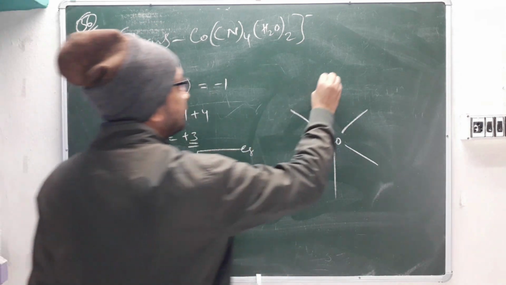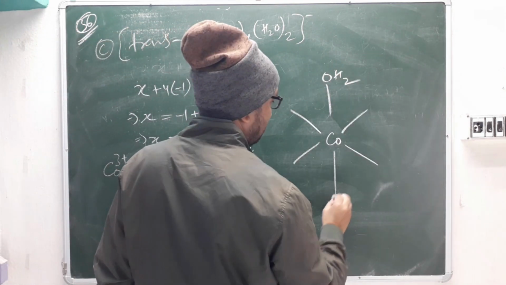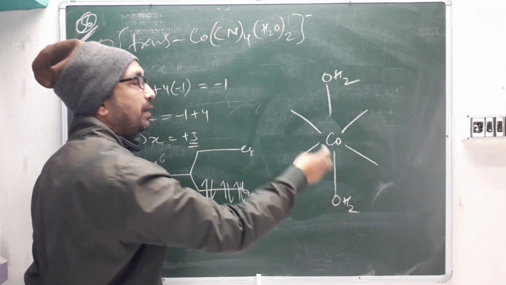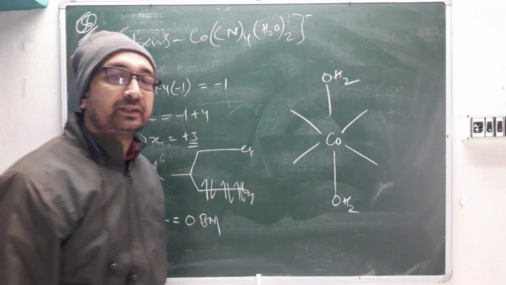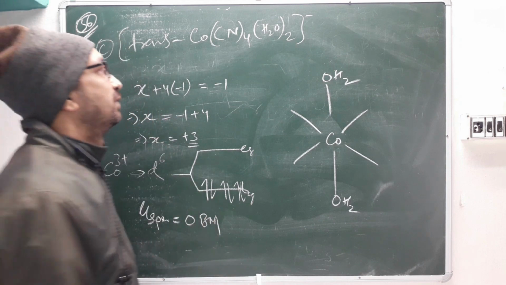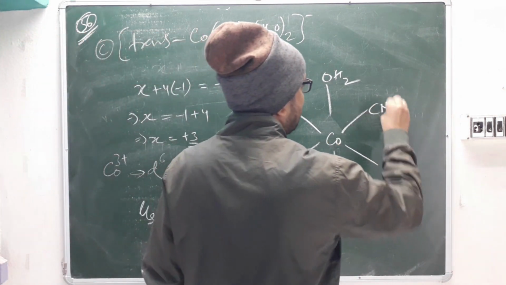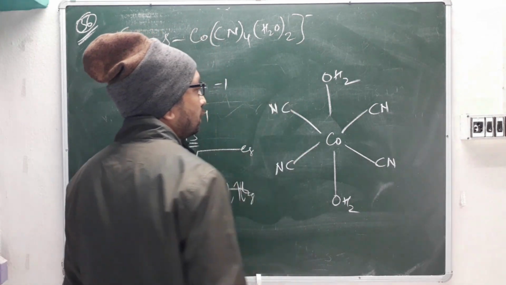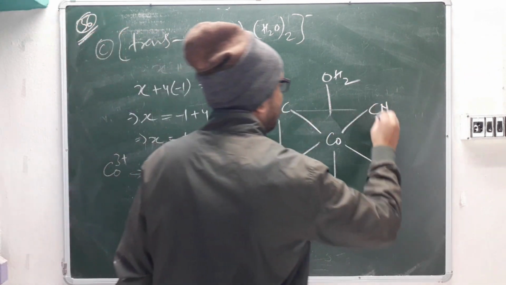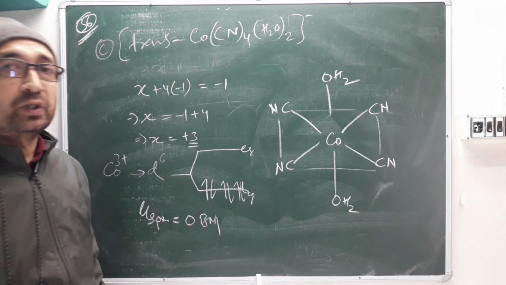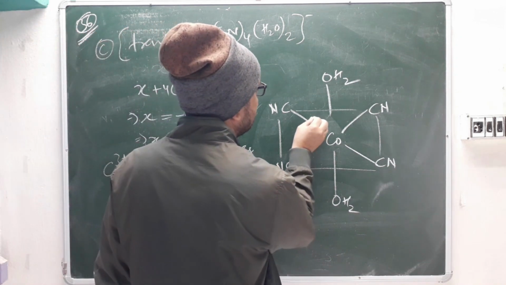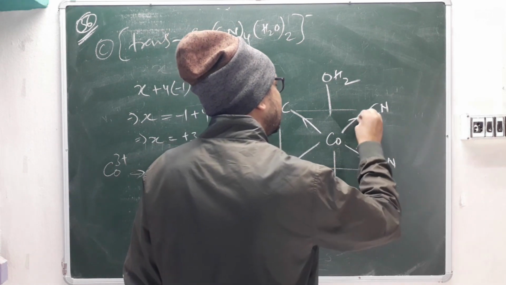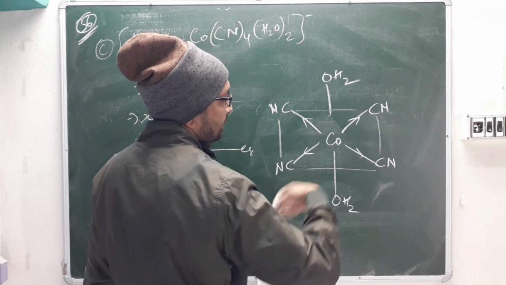Trans means this water and this water will be opposite, because we have to make a 180-degree bond angle, then only it will be trans. If it is cis, a 90-degree bond angle will be there, right? So now just try to draw the remaining cyano. Now you see it is a 0 dipole moment. How? If this is pulling, this is also pulling, so it is cancelling out, right? These two are in opposite directions, it is cancelling out.